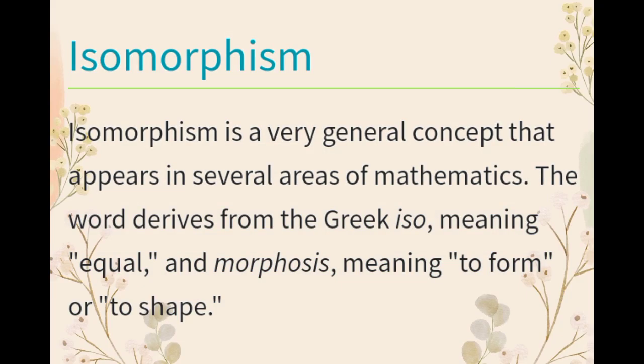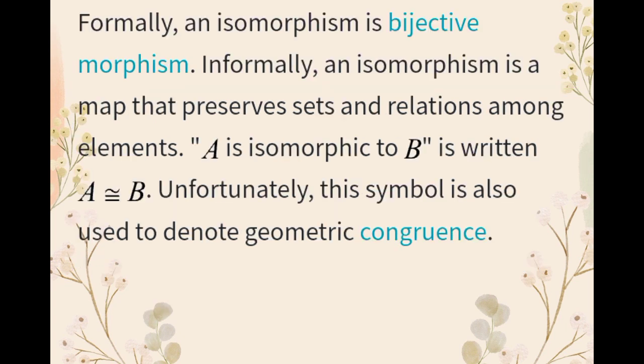Lastly, we talk about isomorphism. Isomorphism is a very general concept that appears in several areas of mathematics. The word derives from the Greek isos meaning equal and morphosis meaning to form or to shape. Formally, an isomorphism is a bijective morphism. Informally, an isomorphism is a map that preserves sets and relations among elements.